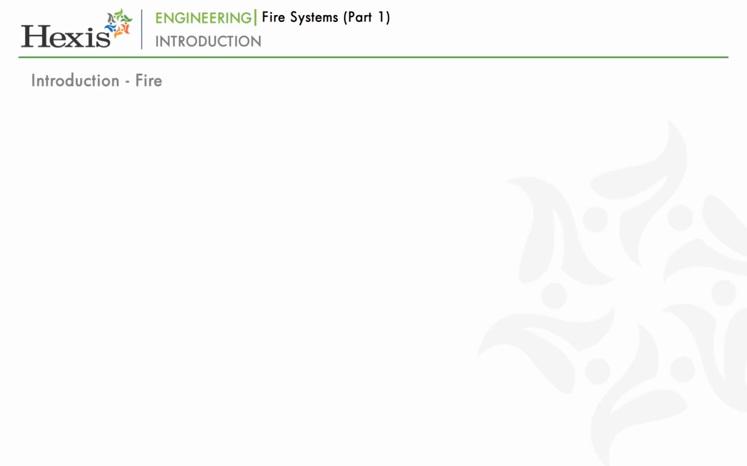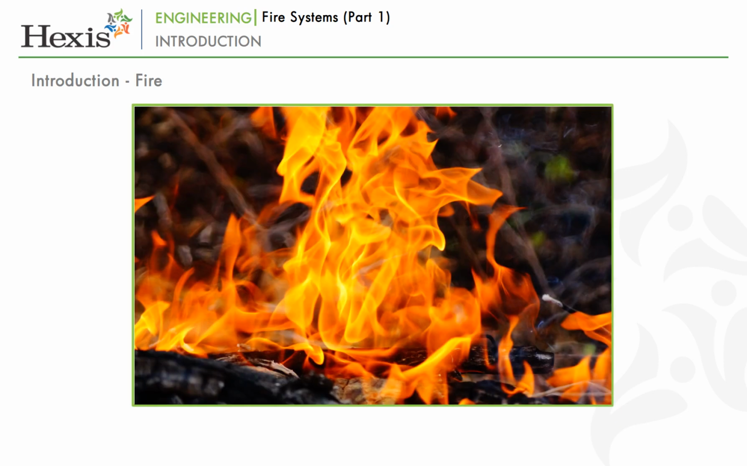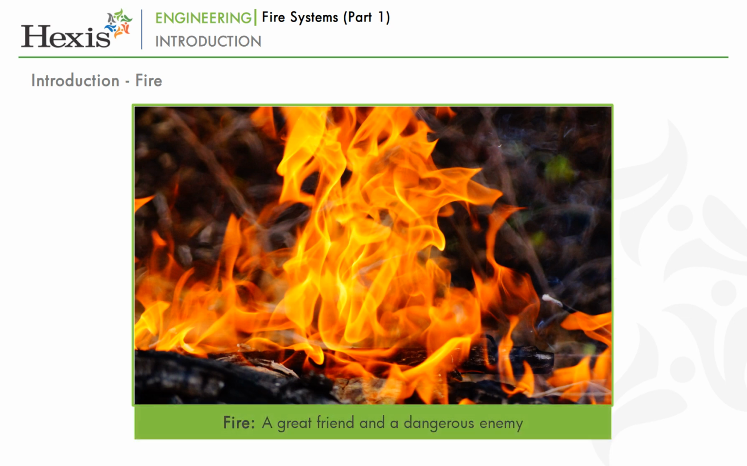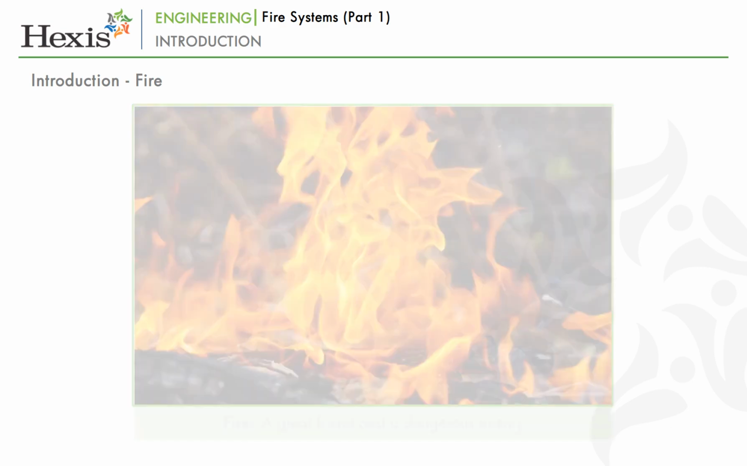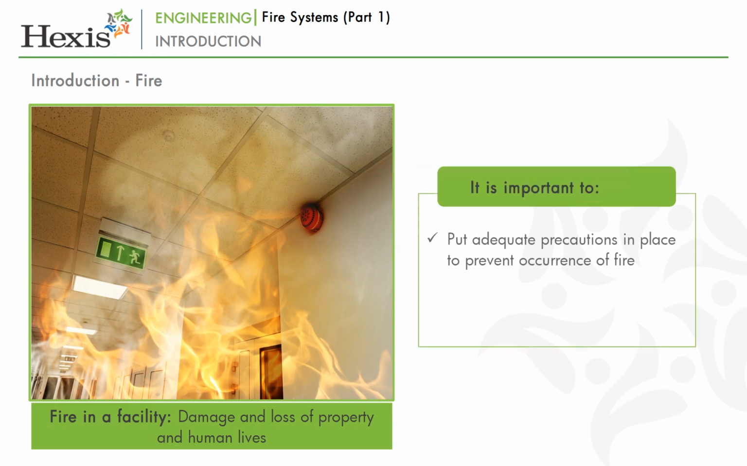Let us begin with the introduction. Fire plays a major part in our lives, and while it serves us as a friend in accomplishing a lot of tasks, yet this great friend can be a very dangerous enemy. A fire in a facility can cause a lot of damage and loss of property as well as human lives, and hence it is important that adequate precautions are put in place to prevent occurrence of fire, and also put in place mechanisms to detect and control the fire in case it does occur despite all the preventive measures.